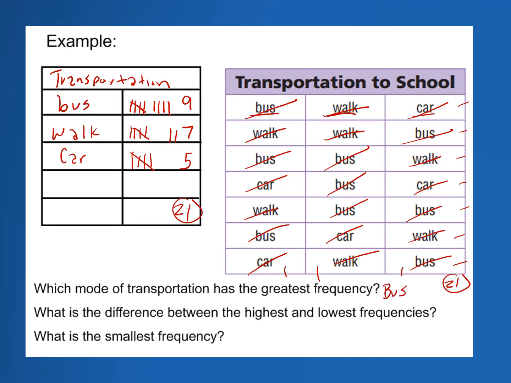Question 2, what is the difference between the highest and lowest? Well, the highest is 9, the lowest is 5. How do I find the difference? That's the answer you get to a subtraction question. So 9 minus 5 is 4.